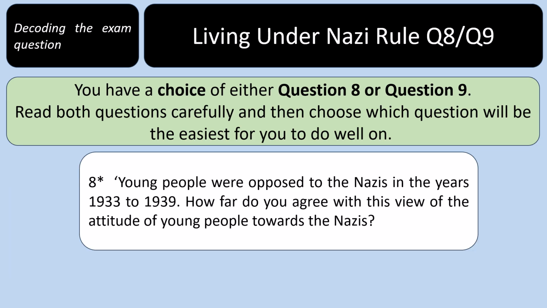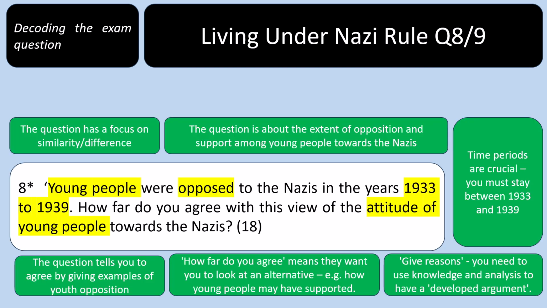Okay, so let's have a look at this question. Young people were opposed to the Nazis in the years 1933 to 1939. How far do you agree with this view of the attitude of young people towards the Nazis? So we're going to decode the question. We're going to look at, okay, it's a focus on young people. It's a focus on whether they were opposed to the Nazis in the years 33 to 39.